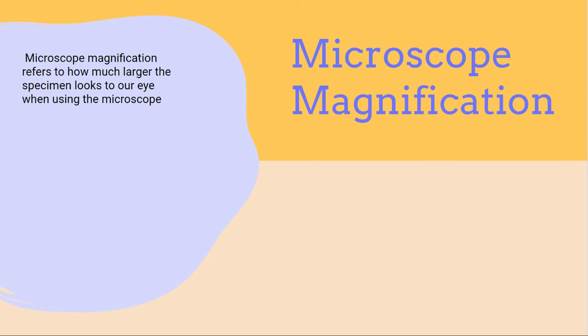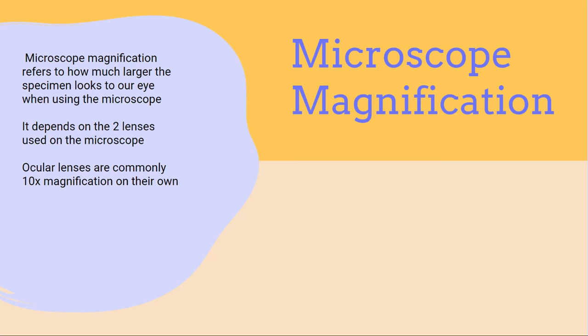So let's talk about microscope magnification as a whole. Microscope magnification refers to how much larger we can make a specimen using our eyes and a microscope. It depends on the two lenses used in the microscope. This is where that vocab is going to come back in. Our ocular lenses, the eyepieces, the part where our eyes actually look through, already have their own magnification of 10 times. Then you have the objective lenses, the ones that spin. They usually are found at low power at 4 times magnification.